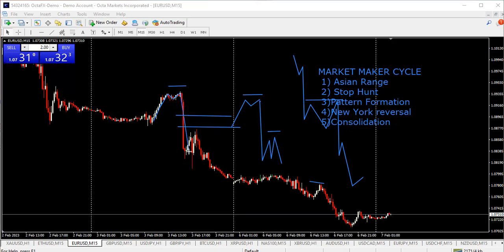Now, don't forget we said this number 4 here, which is the New York reversal. Ideally, let me clear this. Ideally, we should have something like this during the New York session. Now that the market has moved down, we should have something like this.